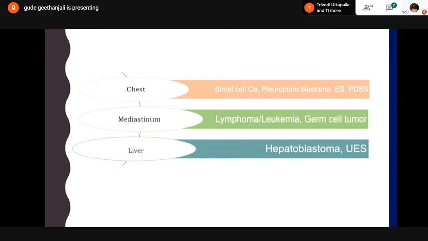In the chest from the lung, the differentials are small cell carcinoma, pleuropulmonary blastoma. From the ribs, Ewing sarcoma can arise, and also laterally we have poorly differentiated synovial sarcoma. In mediastinal location, the lymphoma, leukemia, and germ cell tumor. And from the liver, we have hepatoblastoma and undifferentiated embryonal sarcoma. So based upon the location and age, we can narrow down the differential diagnosis.